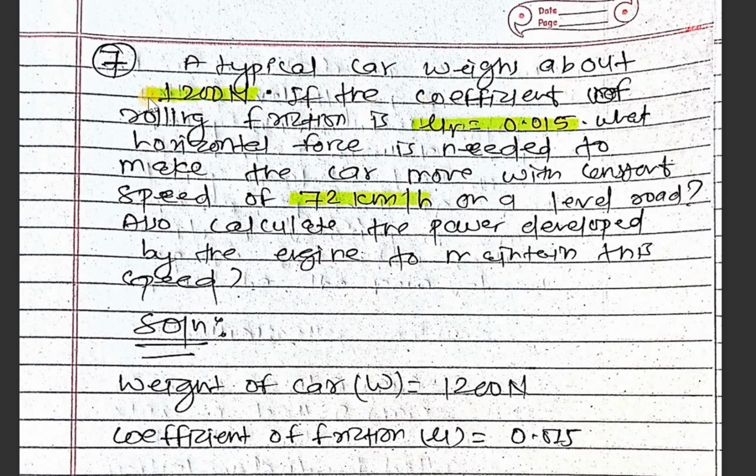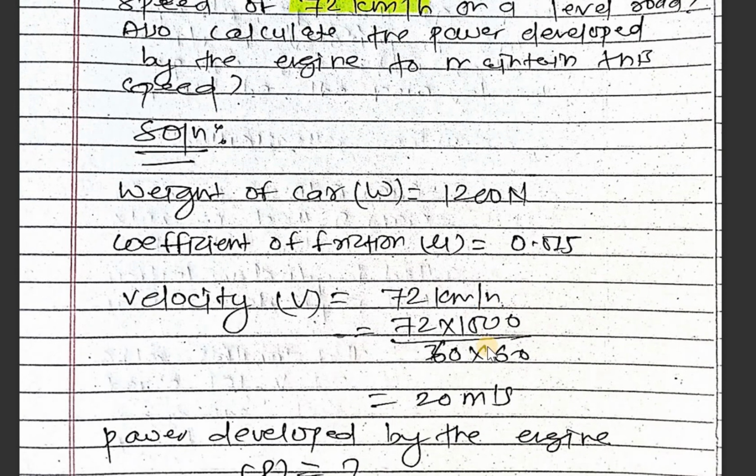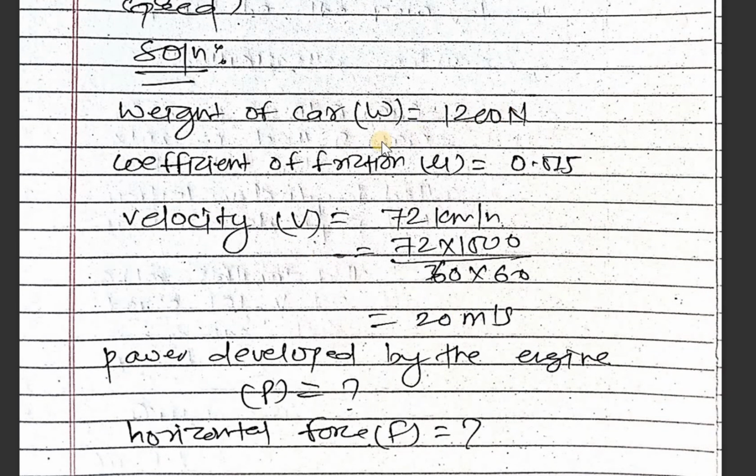And similarly, the next problem is: a typical car weighs about 1200 Newton. If the coefficient of rolling friction is mu r equal to 0.015, what horizontal force is needed to make the car move with constant speed of 72 km per hour on a level road? Also calculate the power developed by the engine to maintain this speed.